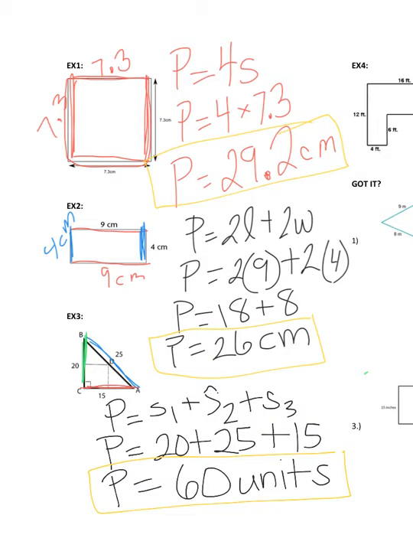So take a moment and make sure that you've copied down each one of the steps. You want to make sure you copy the formulas. You want to make sure that you copy your work on which you are either multiplying or you're adding or both. And then of course you want to make sure that you are labeling each one of your units so you know what you're supposed to be measuring.